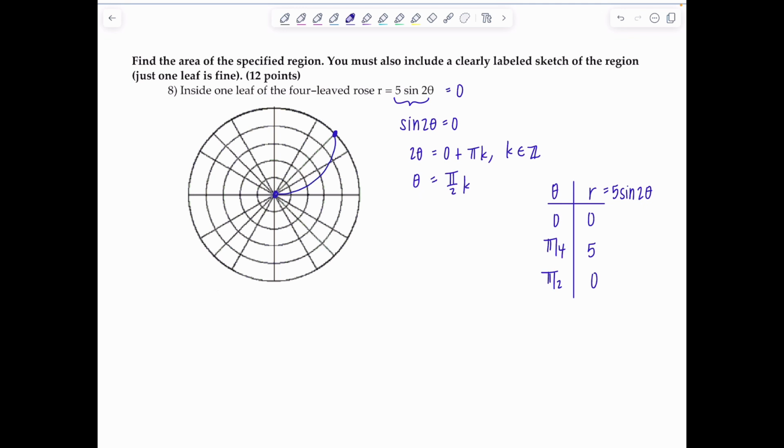And I just give them a lot of leeway about the other points. They don't have a calculator when they take their test, so they can't really plot the rest of the stuff with a lot of accuracy. Okay. There's the one leaf.